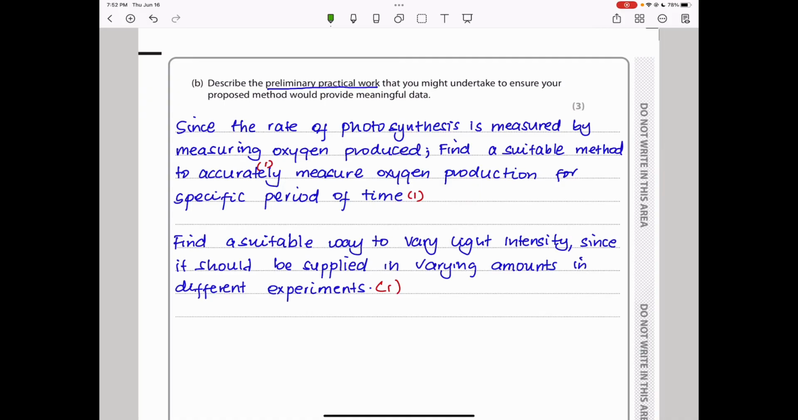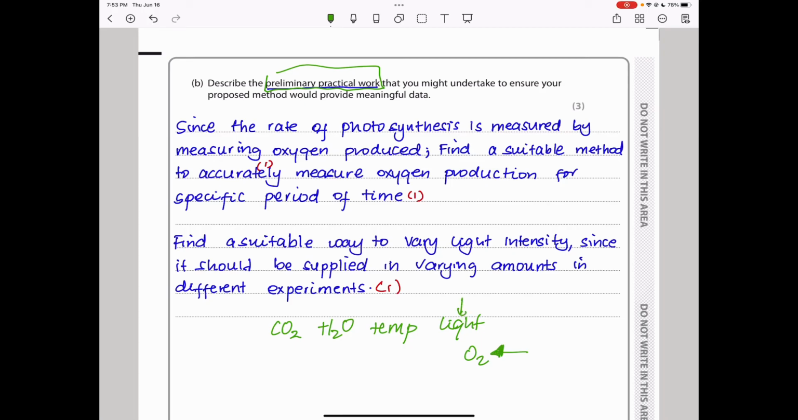The next part says, describe the preliminary practical work that you might undertake to ensure your proposed method would provide meaningful data. Preliminary practical work is about what you will do to ensure that the conditions of photosynthesis are going to be appropriate. Remember, for photosynthesis, we need carbon dioxide, we need water, we need the right temperature, and of course the light intensity. In this case, we need light. And in this experiment, we need to measure oxygen produced, so we have to find a suitable way for measuring oxygen produced that will give us the correct results.